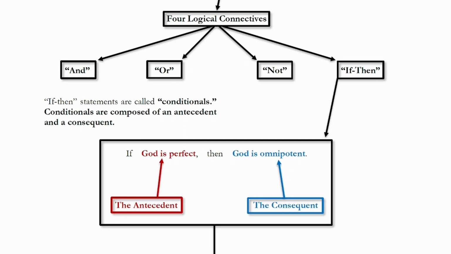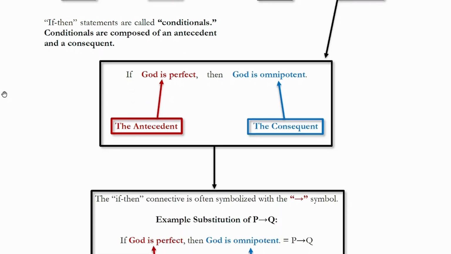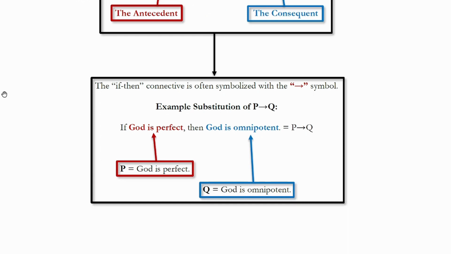For instance, if God is perfect, then God is omnipotent. And if you're confused about what omnipotent means, it's just a fancy philosophical word for all-powerful. So the sentence is just saying if God is perfect, then God is all-powerful. Now, in logical terms, when we have an if-then statement of this sort, the first claim, the one that the if is referring to, we call the antecedent. And then the second part, which the then is referring to, we call the consequent. So each if-then statement has an antecedent, and it also has a consequent.